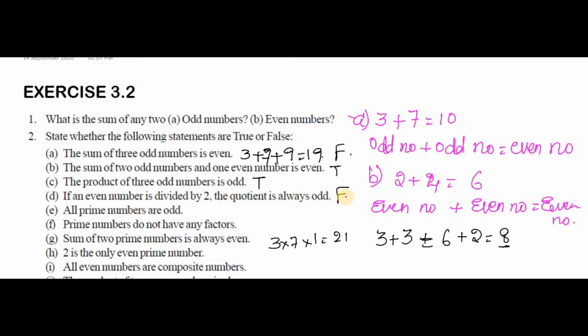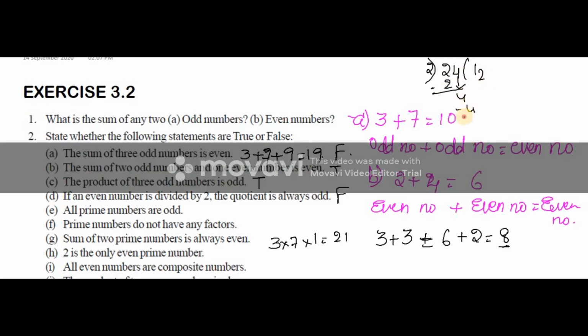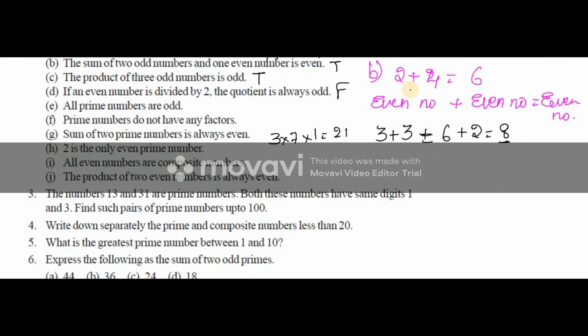If an even number is divided by 2, the quotient is always odd. False, because 2 table, even numbers 2, 4, 2 ones are 2, 2 twos are 4. So the quotient is an even number. But here he is saying odd.